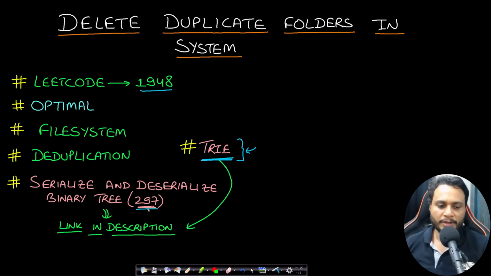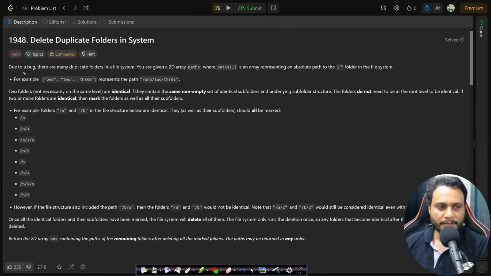Another problem which you can solve after having solved this is serialize and deserialize a binary tree, which is from Leetcode number 297. Again, I have explained this in a lot of detail in another video. So this link will also be present in the description below. So please go there and watch it. Let's now read the problem statement.